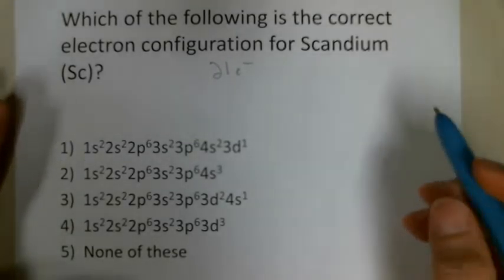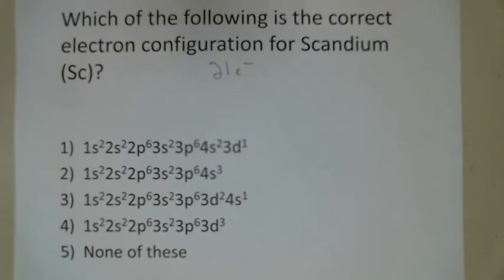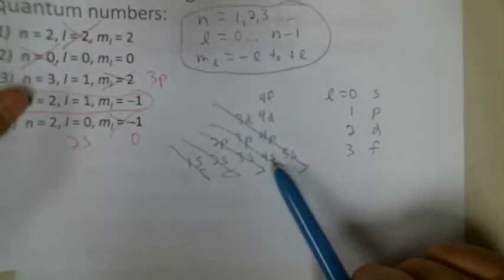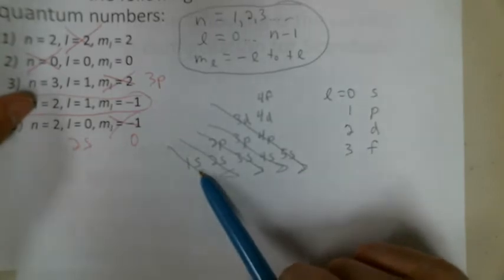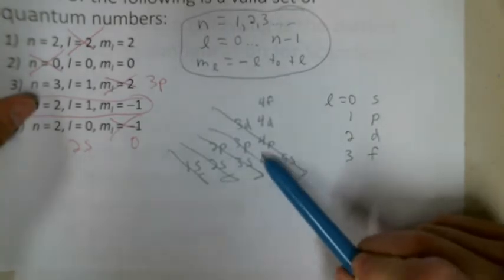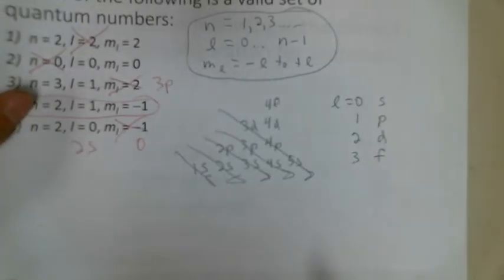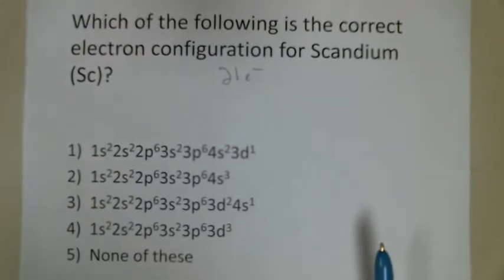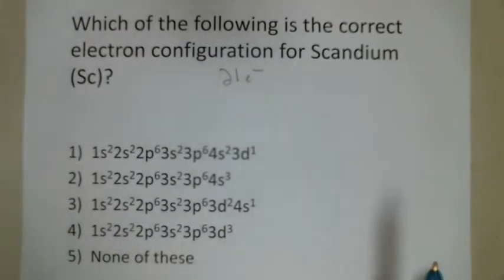All right, two ways to do this. One is with the filling diagram. Go through 1s, there's 2 electrons, 2s 2 electrons, 2p 6 electrons, 3s 2 electrons, 3p 6 electrons, 4s 2 electrons, 3d 10 electrons, and just see how far you get, right? Should I show you a different way than that?